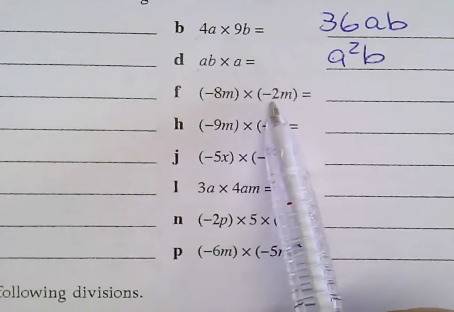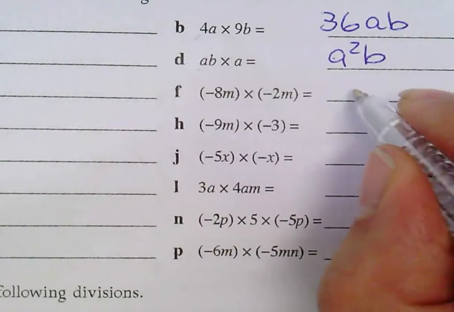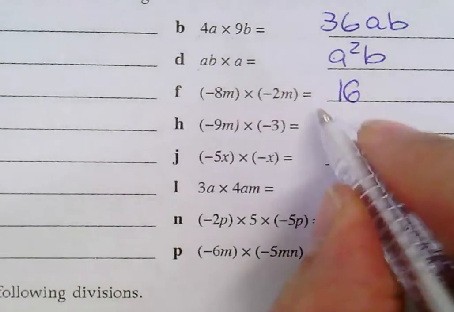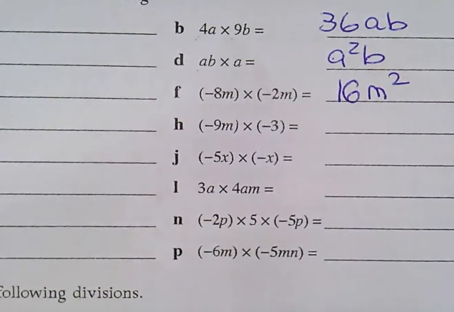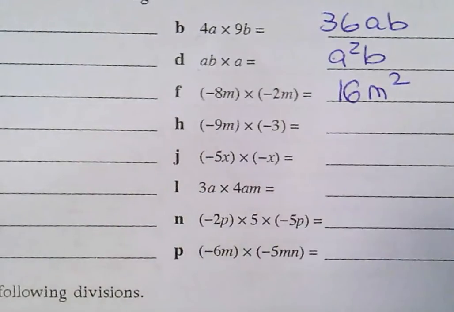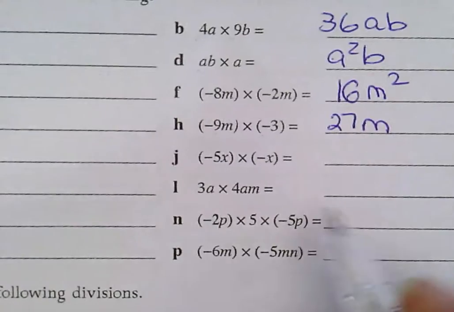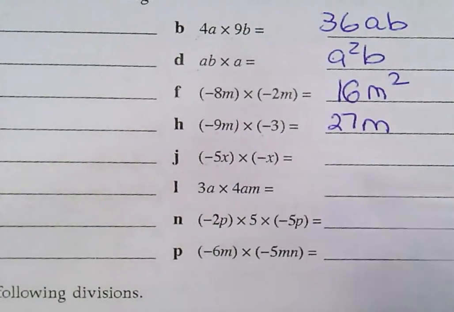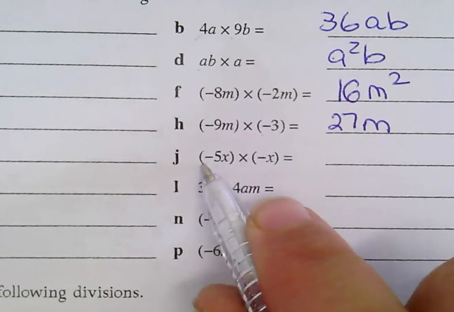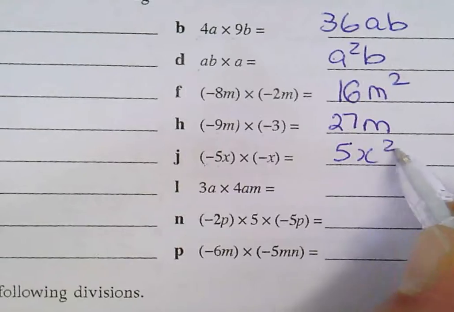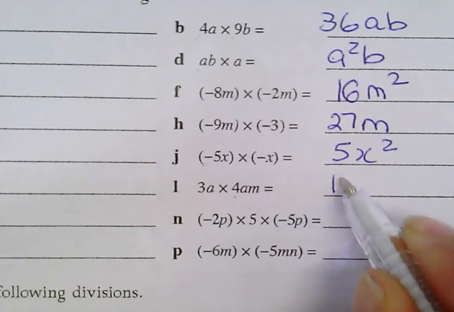What's negative 8 times negative 8? Positive. A negative times a negative is positive, 16. And then we got m times m is m squared. Negative 9 times negative 3 is positive 27. How many m's? 1. Negative 5 times, what number is in front of that? Yeah, so what's a negative times a negative? It's a positive, so we got 5. Very good. 3 times 4, 12.